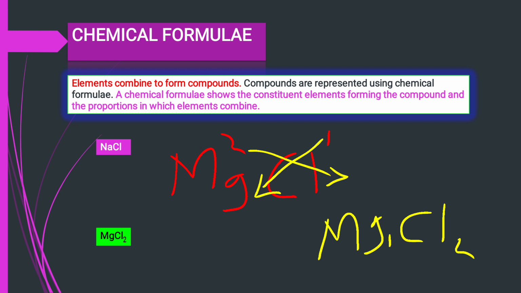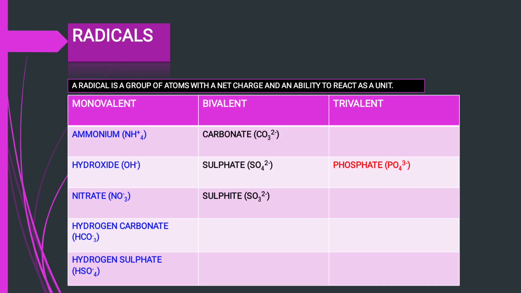Simplifying this will require us to eliminate this one, so that now we have a formula of magnesium chloride being written as this. Simple. Next now, we look at the radicals.